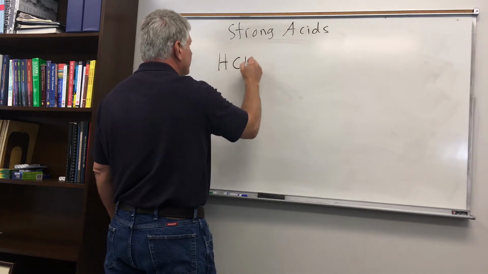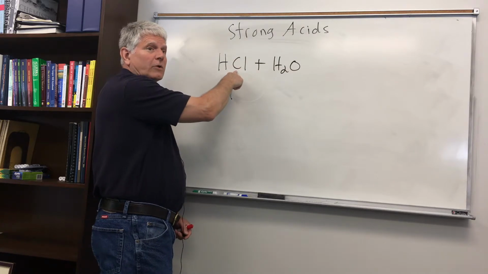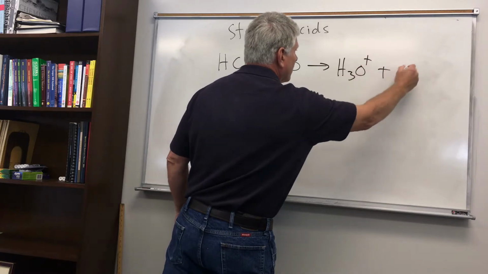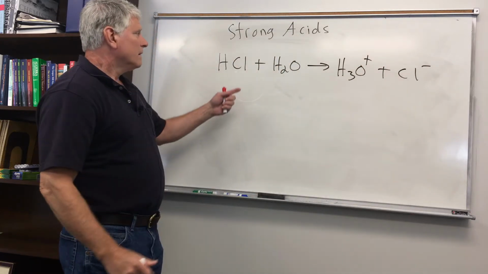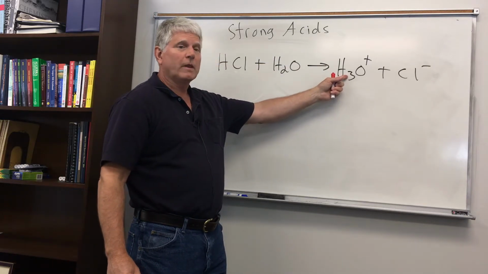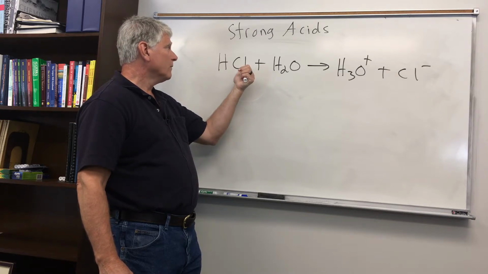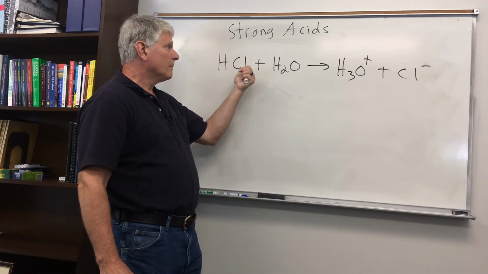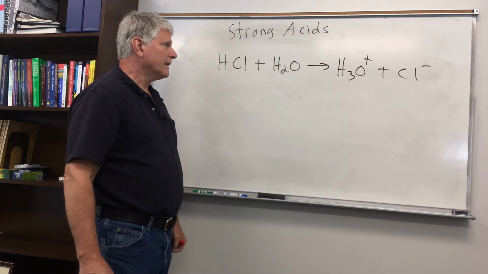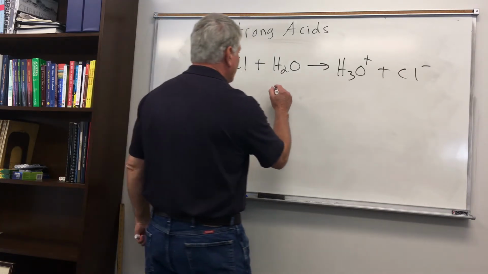So an example of a strong acid is HCl, hydrochloric acid, and it reacts in water. It donates a proton to water, so water ends up as H3O+, and what's left behind after the proton leaves is chlorine with the electron from the hydrogen atom, so we have Cl-. This is the general reaction of the acid in water. In a strong acid, this reaction goes all the way.